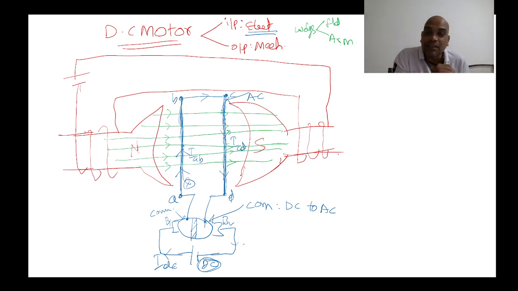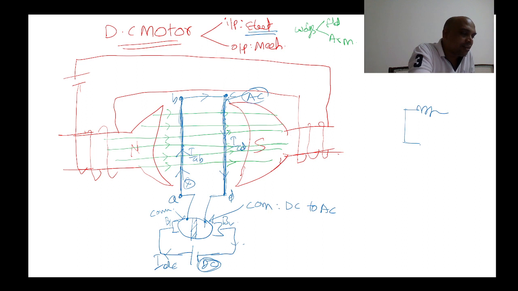In the DC generator, what is the function of the commutator? In the DC generator, the function of the commutator is converting from AC to DC. But in the DC motor, it is converting from DC to AC. So which type of current passes through the armature conductor, AC or DC? AC. So whenever alternating current passes through the conductor, what happens?